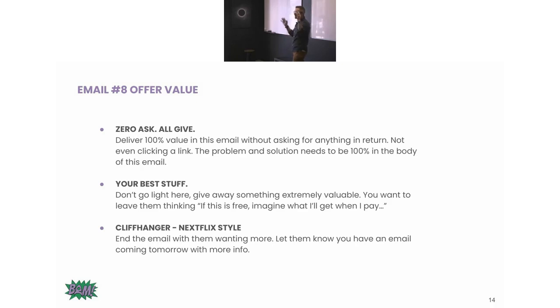So you need to think about what's the big problem your customer has and what's a way that you can help them start thinking about that solution and solve that problem in just an email, because this is what adds tremendous trust and adds value there.